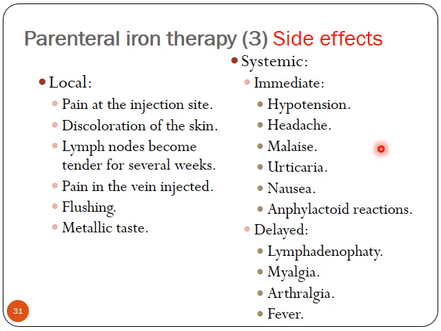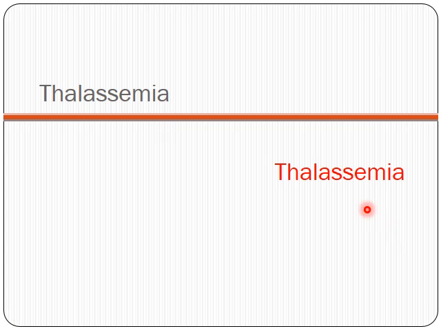What are the side effects for the parenteral iron therapy? Locally, pain at the site of the injection, discoloration of the skin, lymph nodes becomes tender, pain in the injected vein, flushing, and the metallic taste, and systemic symptoms or side effects, which might be immediate like hypotension, headache, malaise, urticaria, nausea and anaphylactoid reaction, or delayed like lymphadenopathy, myalgia, arthralgia, or fever.